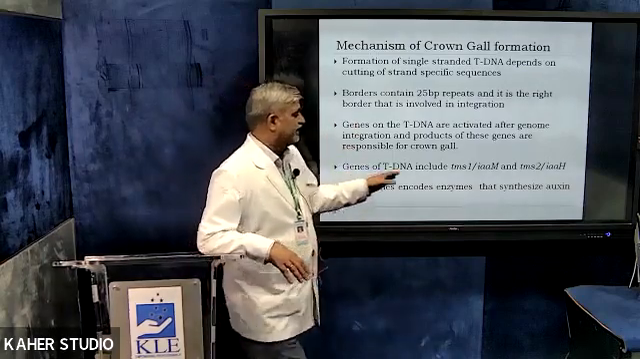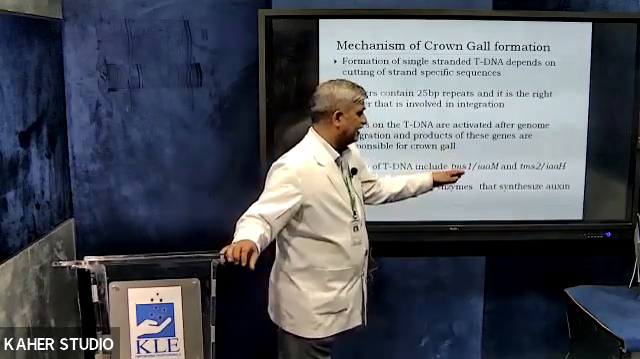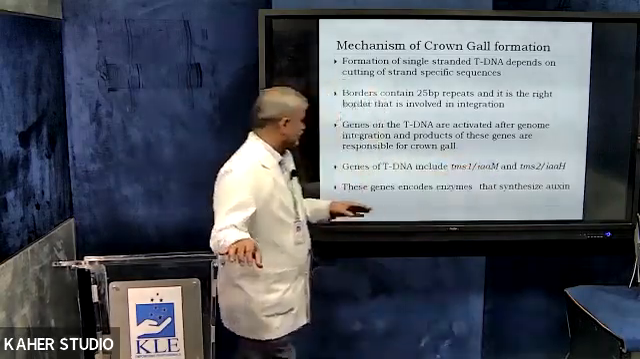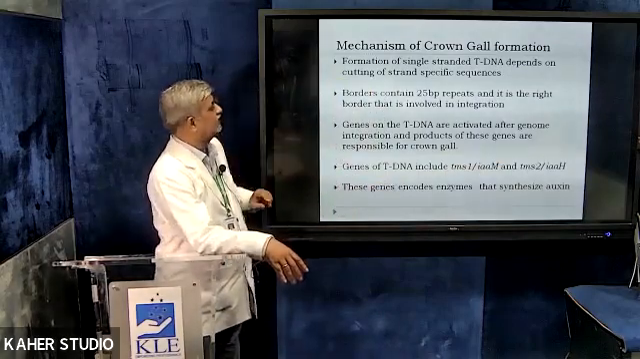So the genes of T-DNA include some of the well-known genes, tms1 and iaaM. These genes encode the enzymes that synthesize the auxins.